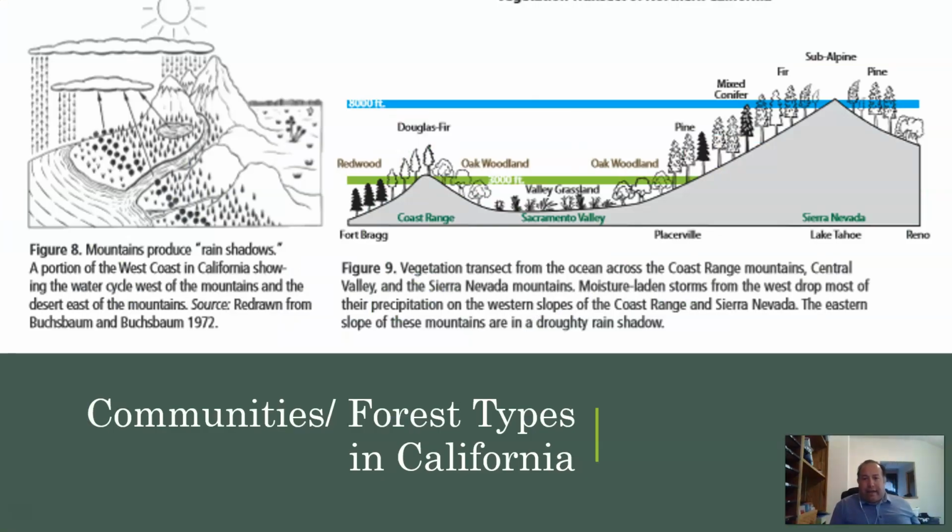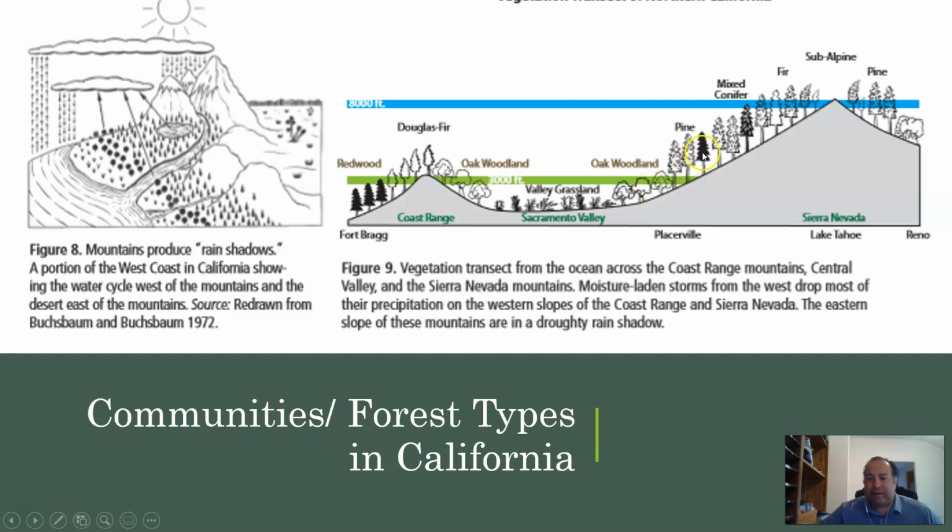So just to give you the idea of some communities within California, in this graphic, we talked about the rain shadow effect. Going from the coast in Northern California over to the Sierra Nevadas, we have a redwood community. As we go up in elevation, we get a Douglas fir community. We come back down in elevation, we get the oak woodlands in the foothills. We've got our valley grassland. We get our oak woodlands again in the foothills.